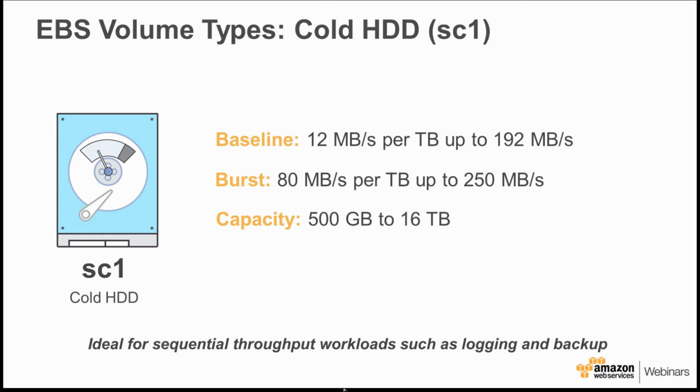So this volume type is great for data that's accessed less frequently than ST1. It's really good for logging applications, backups, and archives. At 2.5 cents per gigabyte, this volume type is great value for high throughput applications requiring low costs.